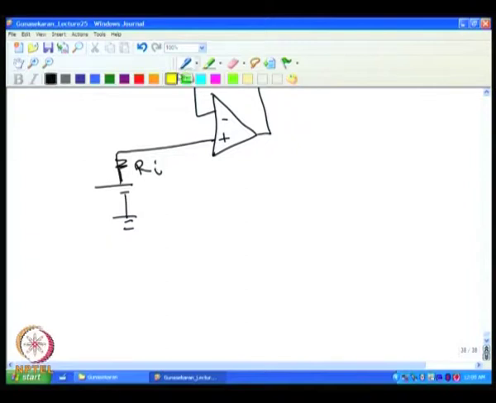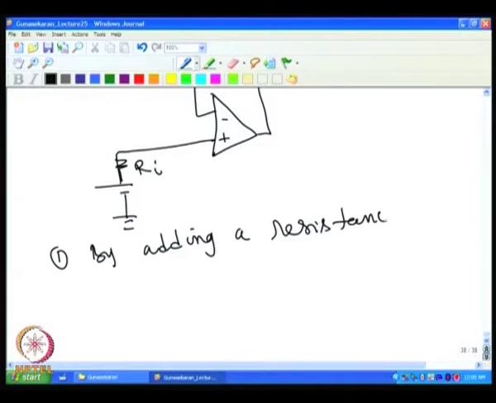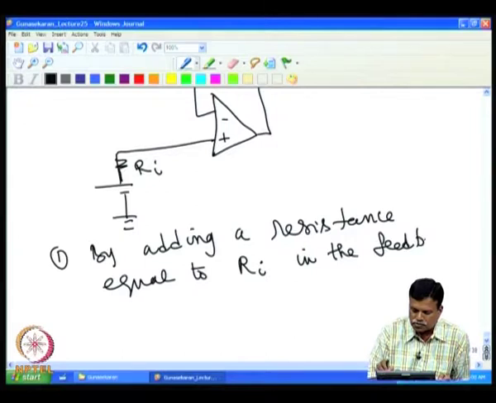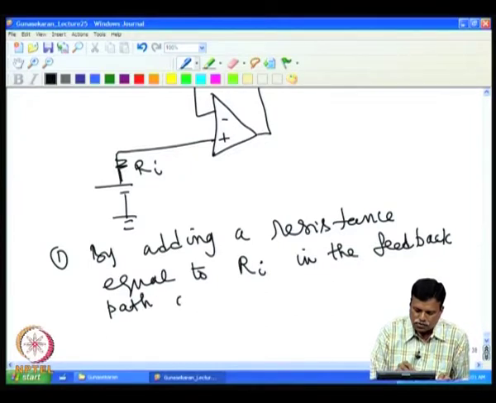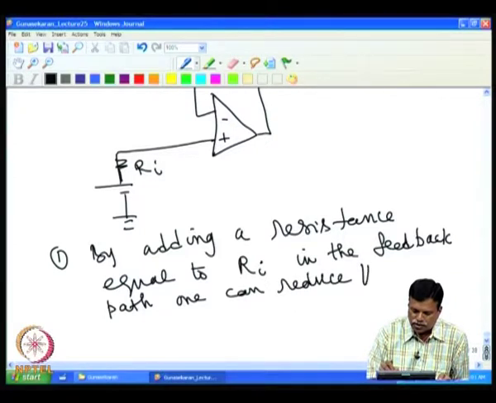So, by adding a resistance equal to RI in the feedback path, one can reduce the bias current error.